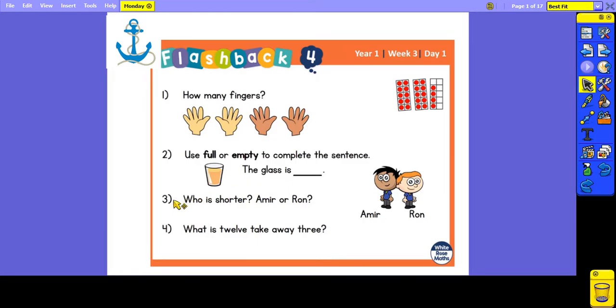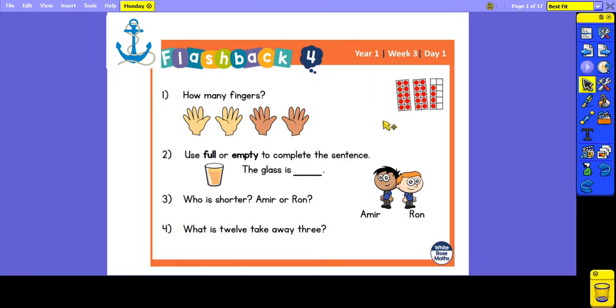Question 3 says who is shorter, Amir or Ron? So look at the picture and compare the two of them. Look at their height. Who is shorter? And then question 4, what is 12 take away 3? So for this one, you can put 12 in your head and then use your fingers to help you take away 3 by counting backwards. Okay, so pause the video now to give you a chance to answer them, and I'm going to go through the answers.